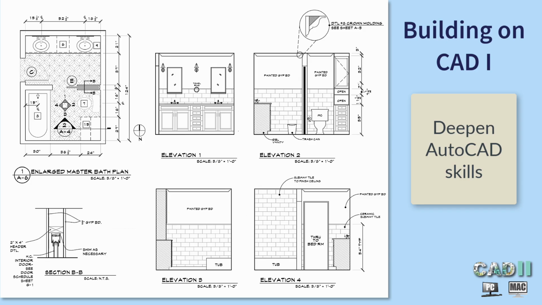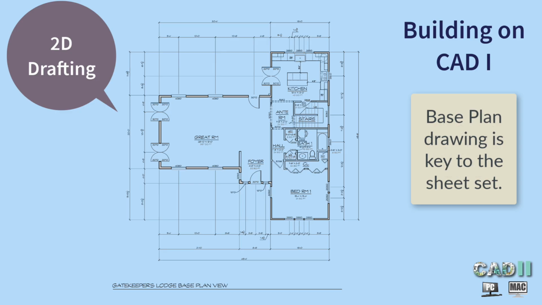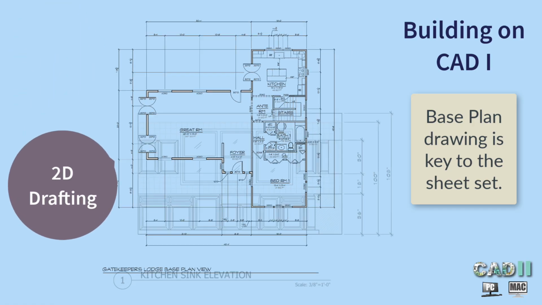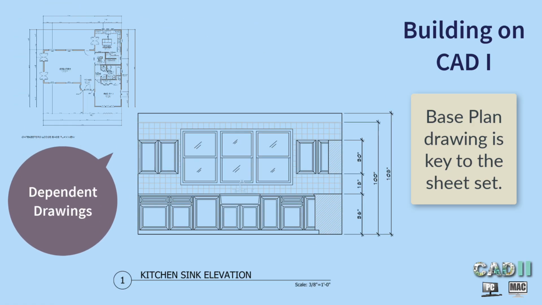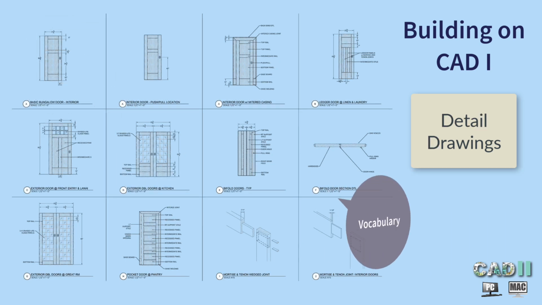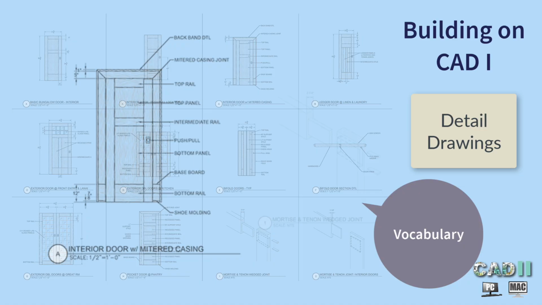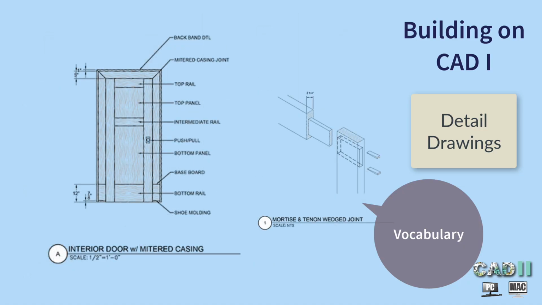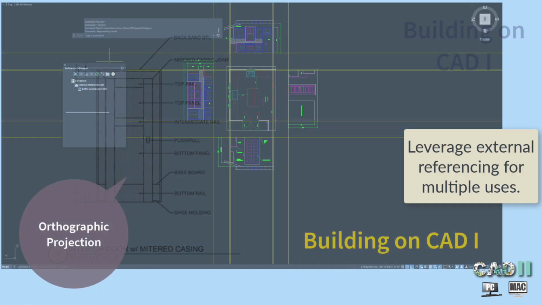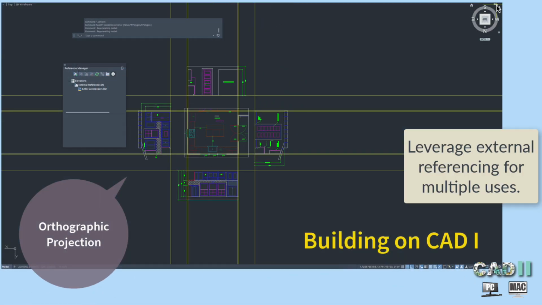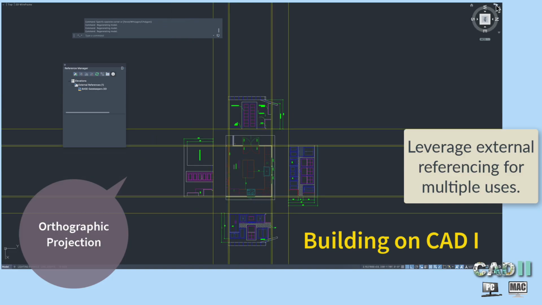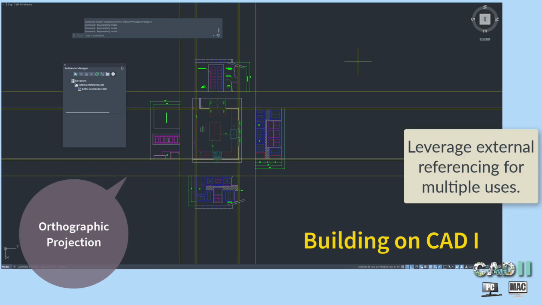This course teaches you to draft 2D architectural drawings in AutoCAD, including the base plan for a residential structure and the related drawings required for a construction sheet set. You'll study detailed drawings, the core of architectural and interior design drafting, building your construction vocabulary while reinforcing AutoCAD's 2D draw and modify commands. You'll learn the principles of orthographic and parallel projection by creating 2D exterior and interior elevations from an externally referenced base plan.